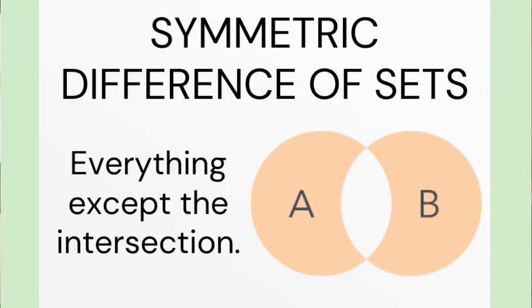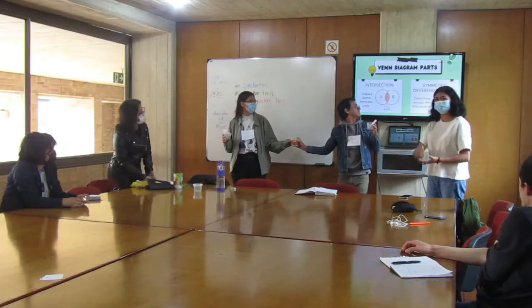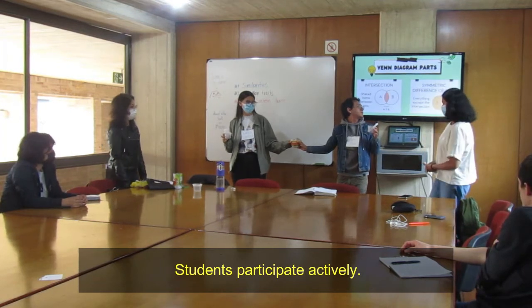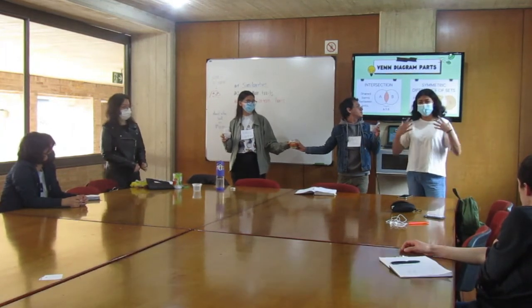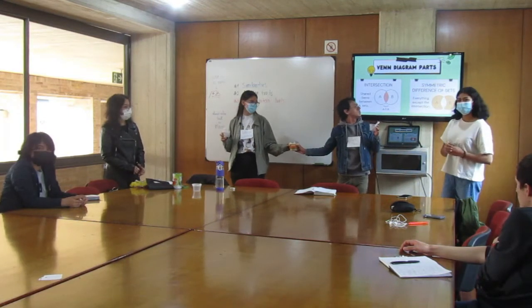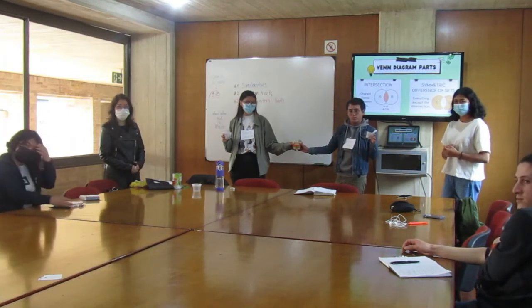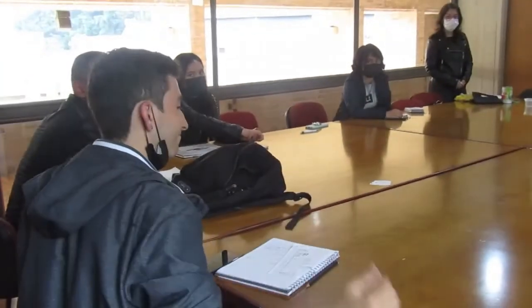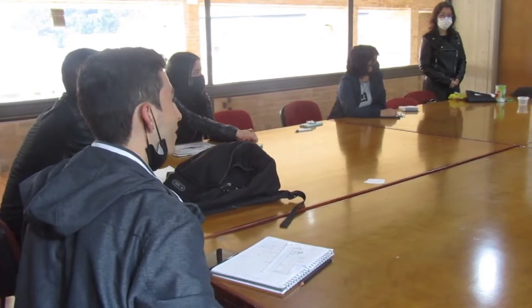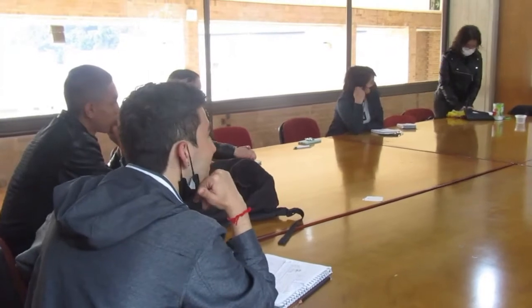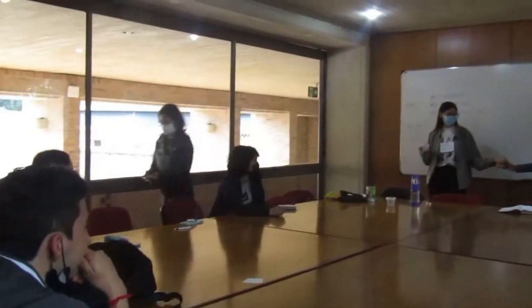Symmetric difference of sets. What will it be on your human Venn diagram? The transparent cups and their bodies. If you were to point to their bodies, which parts will it be? Both of them, but not the arm, the right arm and the left arm. Correct. So it's basically all of them except their arms.